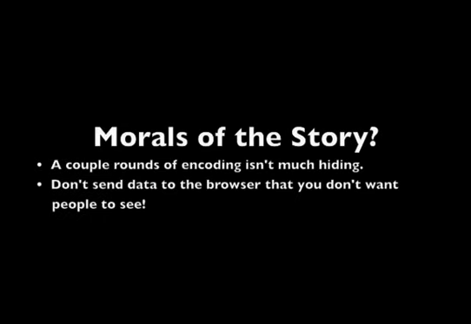So there's two morals to this story. The first is that a couple rounds of encoding doesn't do much to hide data. And secondly, don't send data to the web browser if you don't want the players or the users to see that data. It's a classic mistake, and it doesn't take much to see what you've actually hidden there. You'll find these sorts of mistakes in lots of different web applications, where data that should not be seen is actually sent to the web browser, but it's just hidden a little bit, just a couple little rounds of encoding or something like that. So be on the lookout for it and apply these recipes.